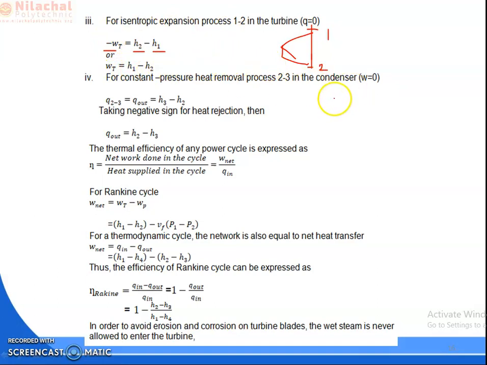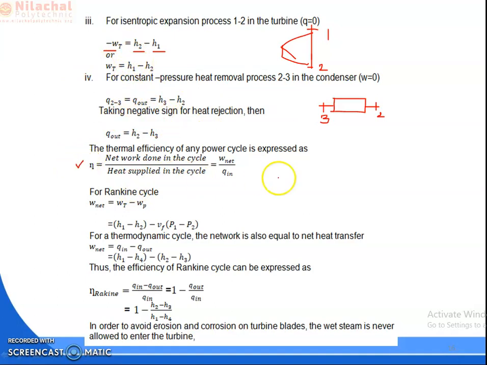Accordingly, if you consider the condenser, the state 2 is your inlet and state 3 is your outlet. Condenser is a heat rejection, so W is equal to 0, then Q out is equal to H2 minus H3, because heat rejection is taken as negative. So heat rejection, heat addition, WP, Wt will be calculated.